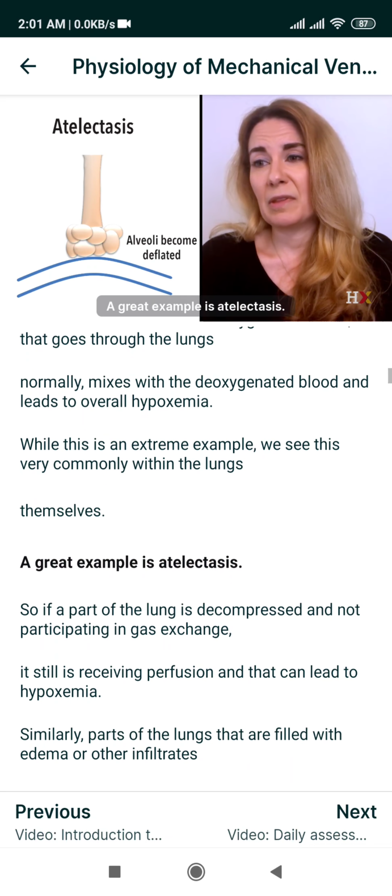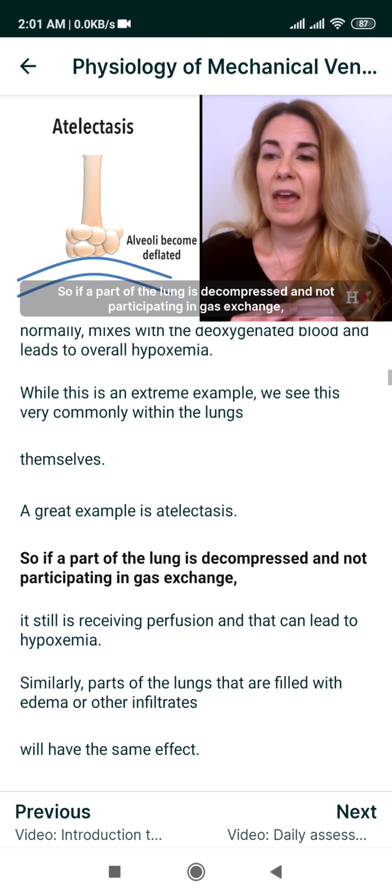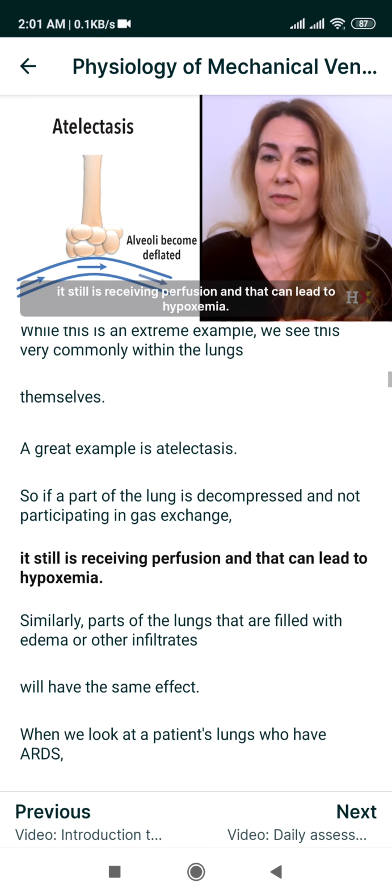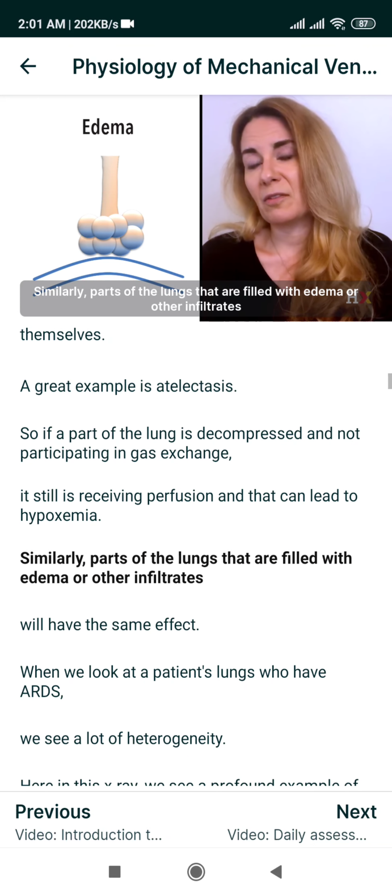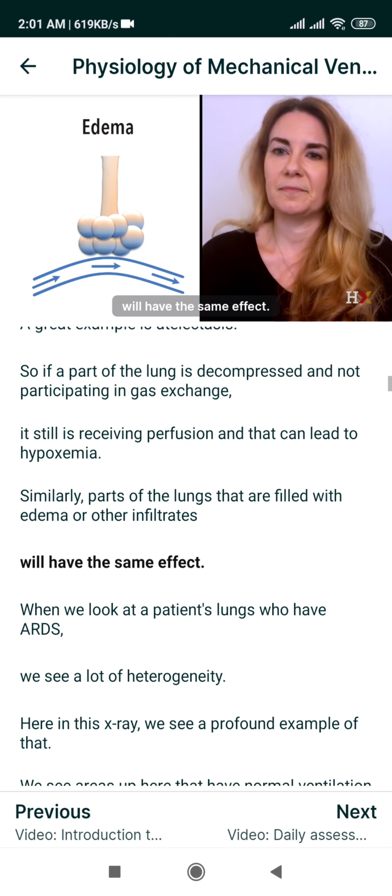A great example is atelectasis. So if a part of the lung is decompressed and not participating in gas exchange, it still was receiving perfusion, and that can lead to hypoxemia. Similarly, parts of the lungs that are filled with edema or other infiltrates will have the same effect.